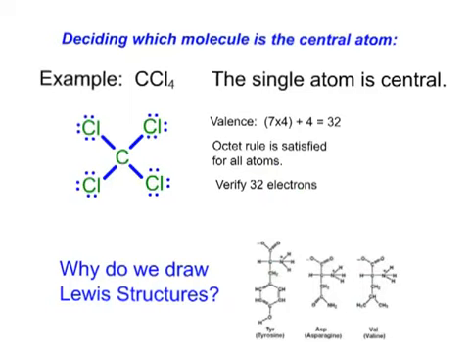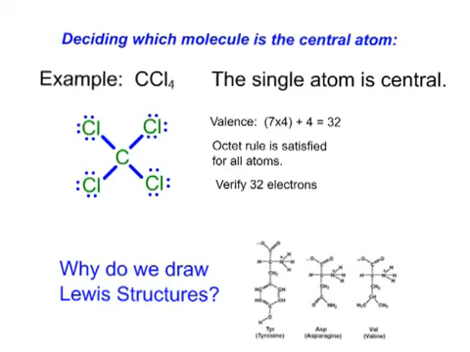So how do we decide which atom is the central atom? I'm asking this because you will be seeing molecules where you have 2 different elements, and you'll have, say in this example, carbon and then 4 chlorine atoms that are bonding together. How do you know how to set this up? Is it a chlorine bonded to a chlorine, bonded to a carbon, bonded to 2 chlorines? How do you know how to do this?